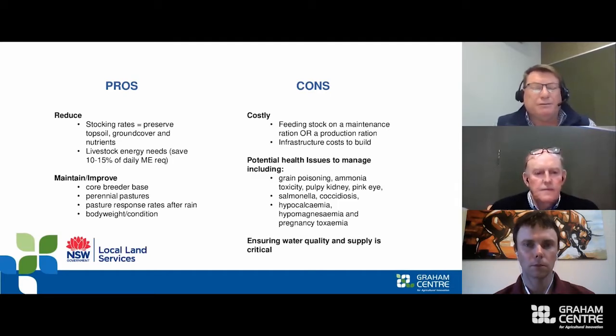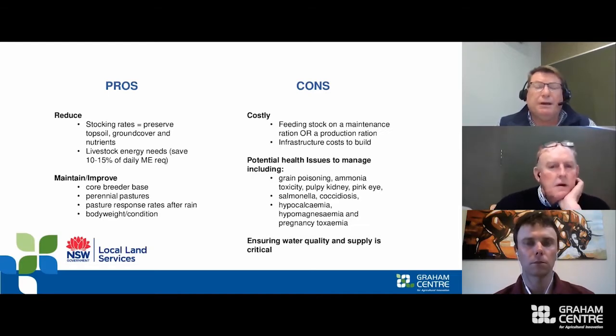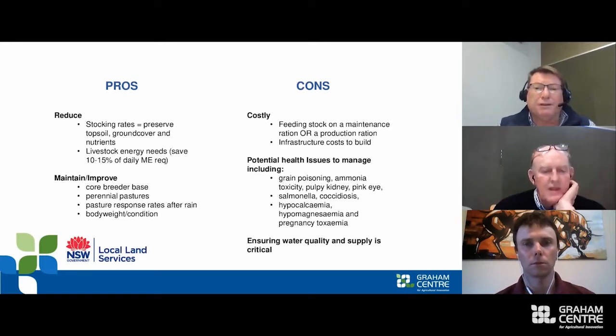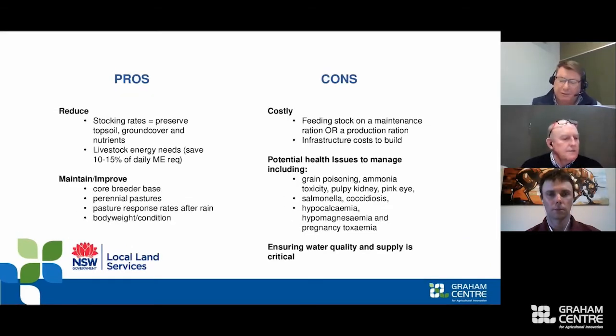The downside of it, the cons of it, effectively the costs: they're in a confinement area, so you're going to need to provide a feed ration for them, so there'll be a cost of ingredients, whether it's hay, silage or grain, and then you've also got the infrastructure costs to put the stock management area together. And then potentially, because you've now got them in a confined housing area, and they're being fed a grain component, there's also the opportunity for grain poisoning, ammonia toxicity, pulpy kidney, hypercalcemia, salmonella, coccidiosis. Just some of the areas that generally increase once they're in that confined area.